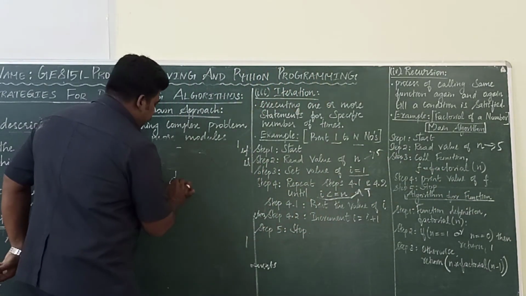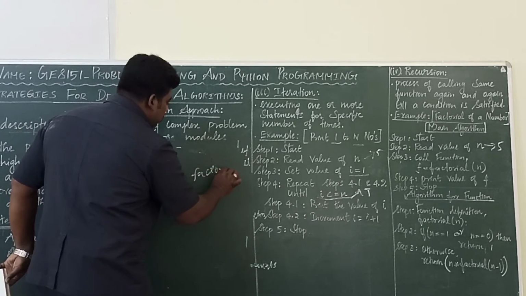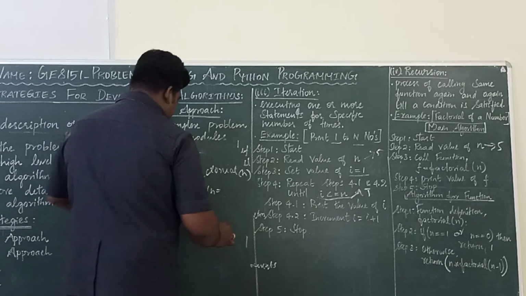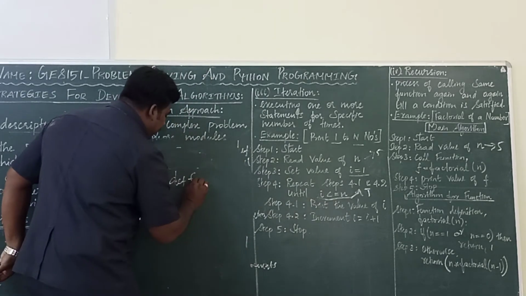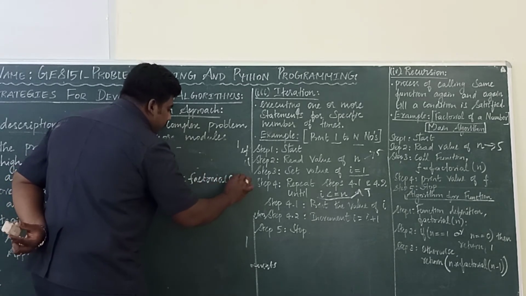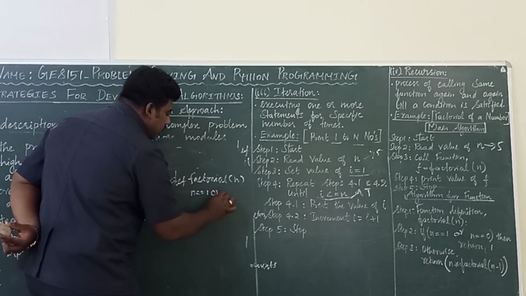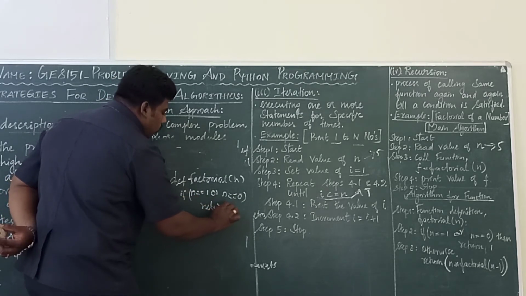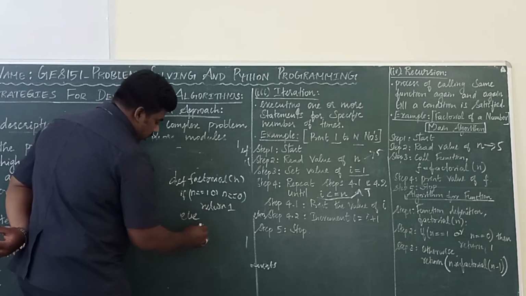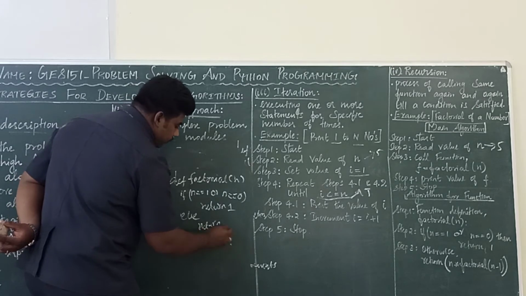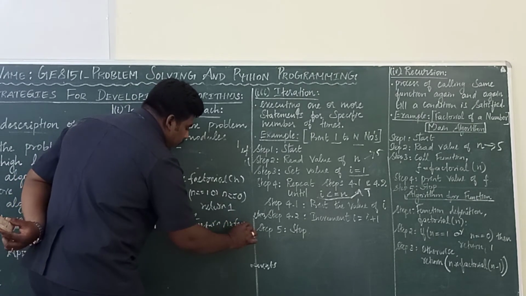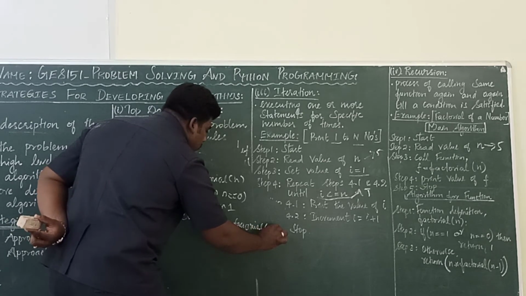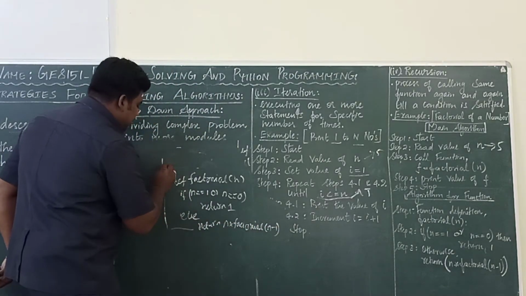See here, def factorial of n. Inside, if n equal to 1 or n equal to 0, checking an if condition, return 1, else return n into factorial of n minus 1. Okay. So this is the definition part.